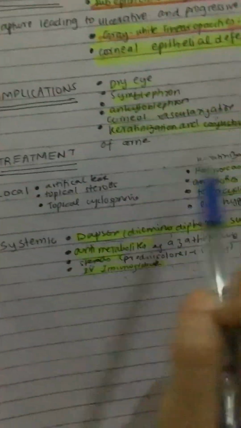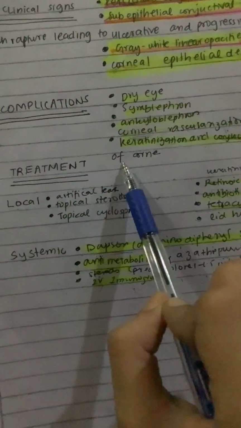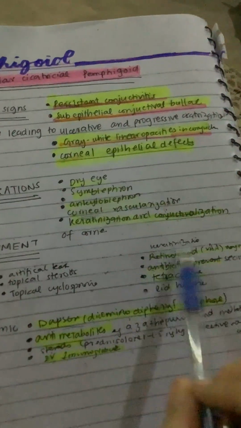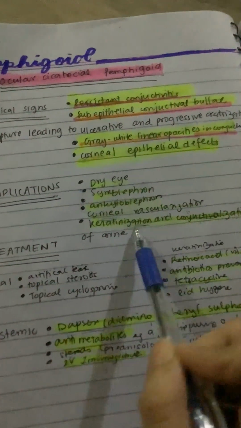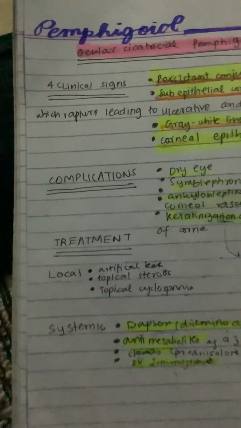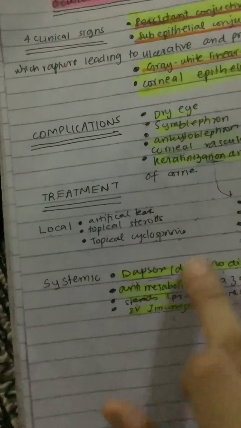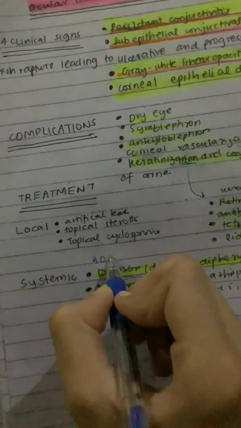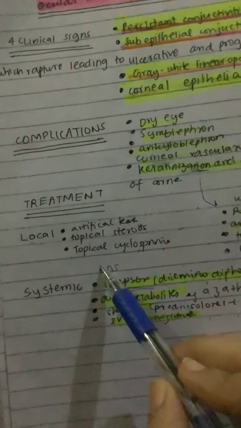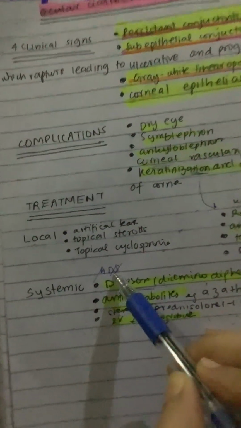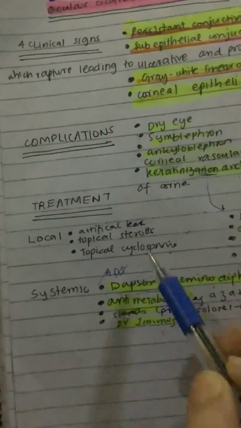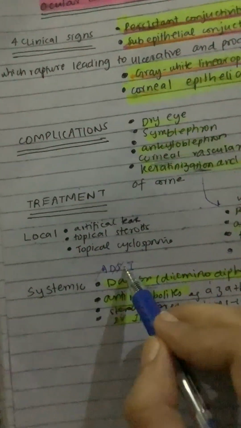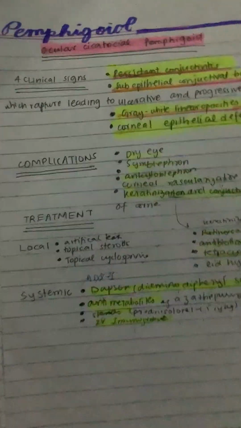That's a pathological process. The treatment is local and systemic. For local treatment, we give local steroids and antibiotics and have to clean the eye regularly. To prevent the keratinization, the most important thing in this case, we give retinoic acid. But in the systemic treatment, we have dapsone. Try to remember it by using ADS: antimetabolites, dapsone, and steroids, and then IV immunoglobulin. So that's all about pemphigoid.